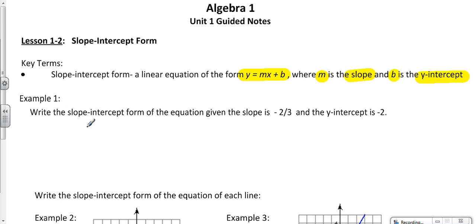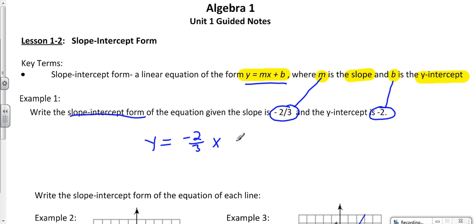It says write the slope-intercept form, okay, that's very specific here, of the equation that tells us the slope and the y-intercept. So slope would be the m, y-intercept would be the b, and we would put them into this equation. So that would be y equals negative 2/3 x and then minus 2 because the b is negative.